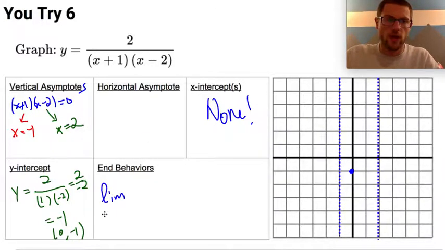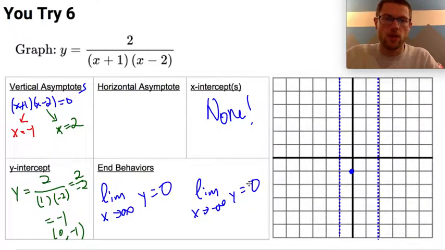There's a reason why we have no x-intercepts and we have the same end behavior of 0 as x goes towards positive infinity and 0 as x goes to negative infinity. And again, you can think about putting in values for x here. This is going to get really large in the denominator. So 2 divided by a large number becomes really close to 0. So I'll have a horizontal asymptote of y equals 0. We'll put that in as well. And we are ready to graph this thing.